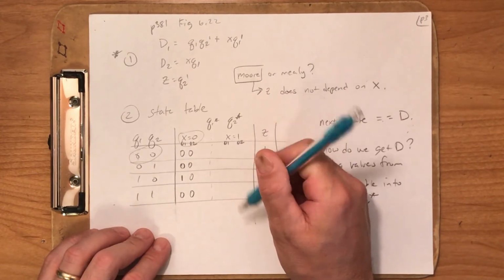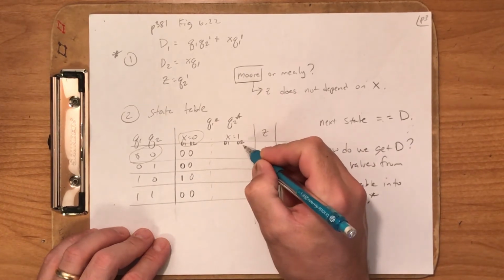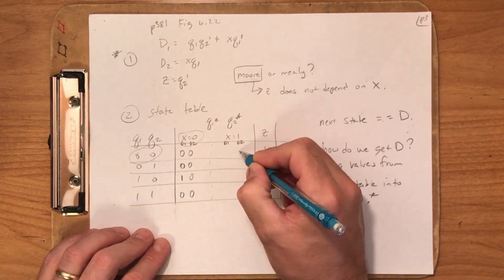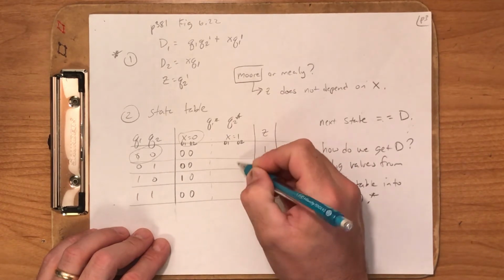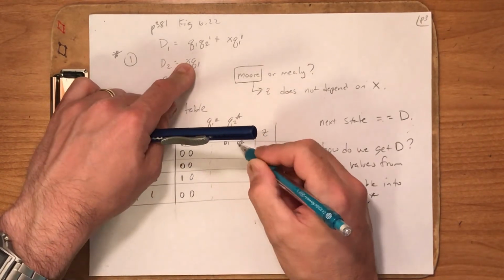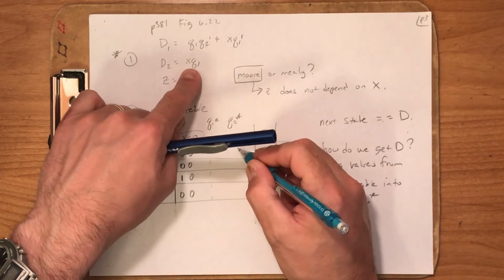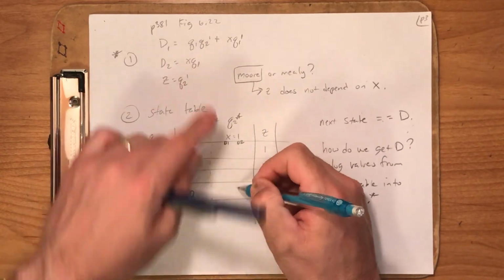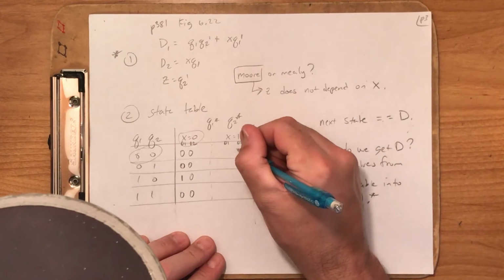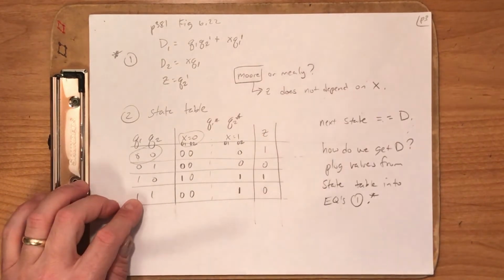Over here, looking at D2, again, I'm doing that one just because it's easier, quick. X is a 1 all the way down for this whole column. So we're just going to take the value of Q1. If Q1 is a 1, we get a 1. If it's a 0, we get a 0. So we have 0, 0, 1, 1 here.